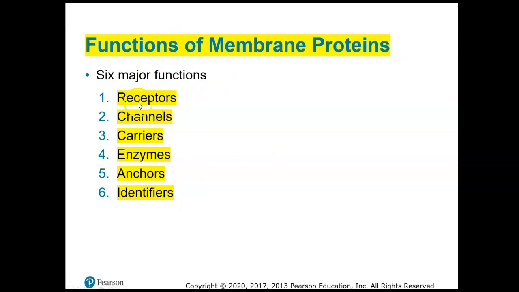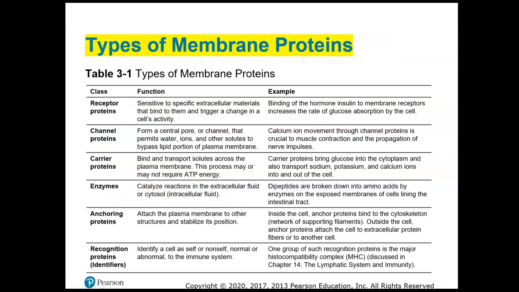There are receptor proteins, channel proteins, carrier proteins. There are proteins that act as enzymes. They're no different from any other enzyme except they're attached to the plasma membrane. There are anchor proteins and then proteins that act as identifiers. So this table lists the membrane proteins and it gives you the function of each one and an example of each one.